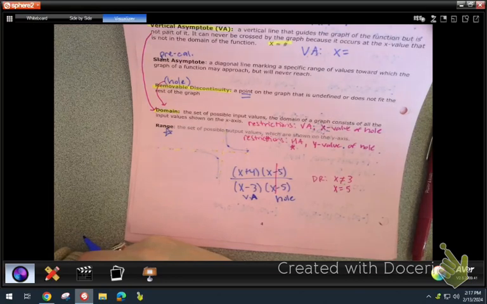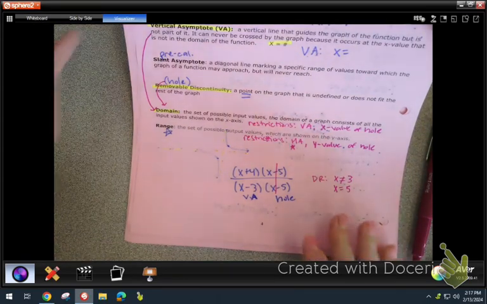But it depends on if it has a matching factor in the top, whether or not it defines it being an asymptote or a hole, okay? And we'll talk a lot more about that next class, but I just want to get your brain understanding, hey, this is the vocab, this is what can happen.